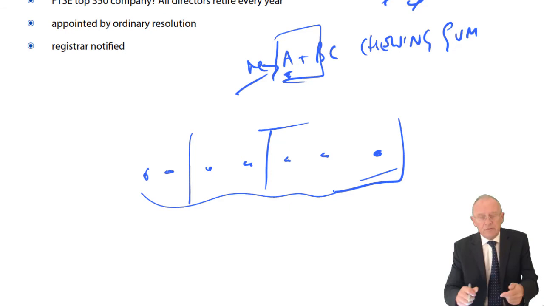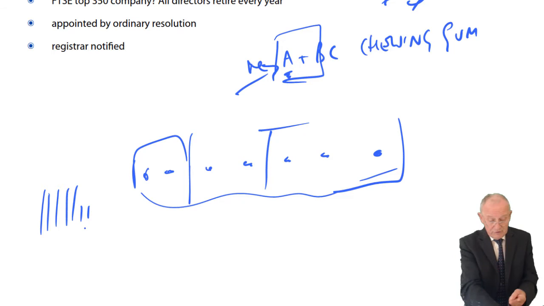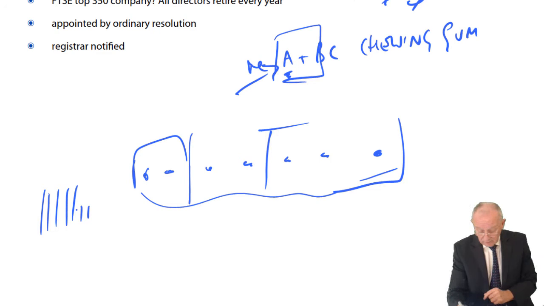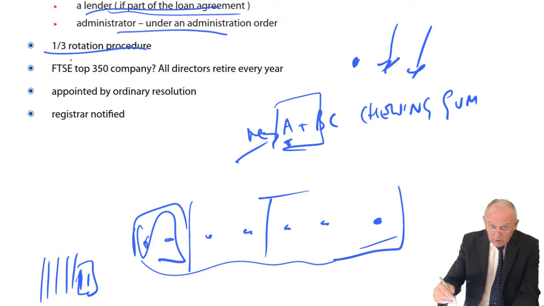Now, how do you work out which two are going to resign? Well, it's drawing straws. So you have five straws, but of course they're covered up. You can't see how long they are. And the two that draw the short straws will be the two who submit themselves for re-election. Not first year, that second year. So that's how we determine. And again, the one-third rotation procedure still does apply.